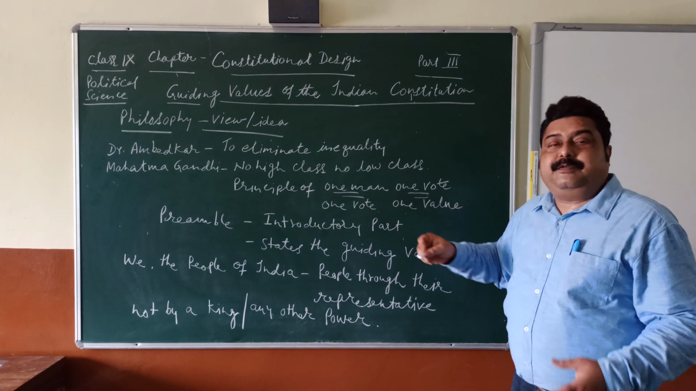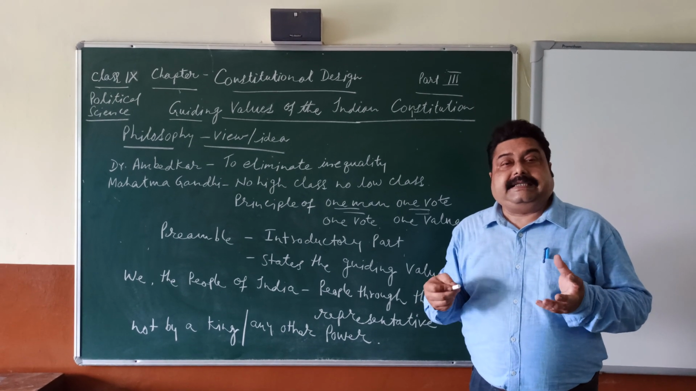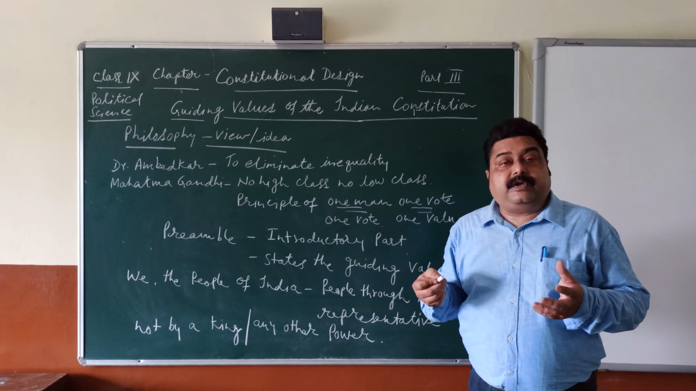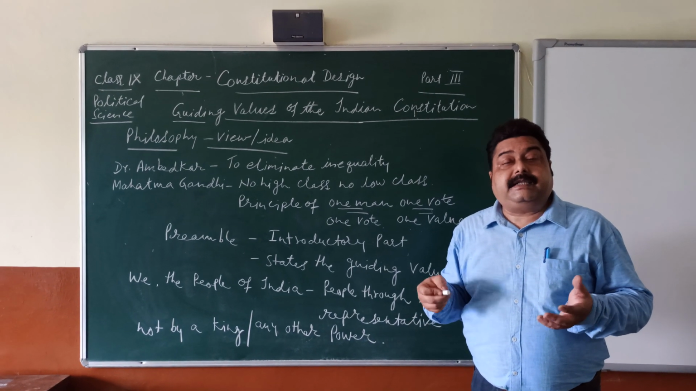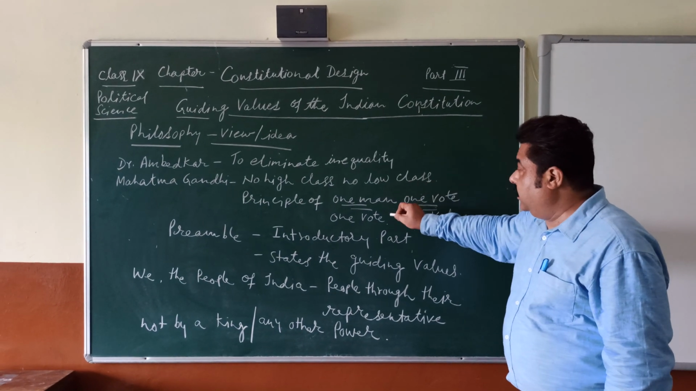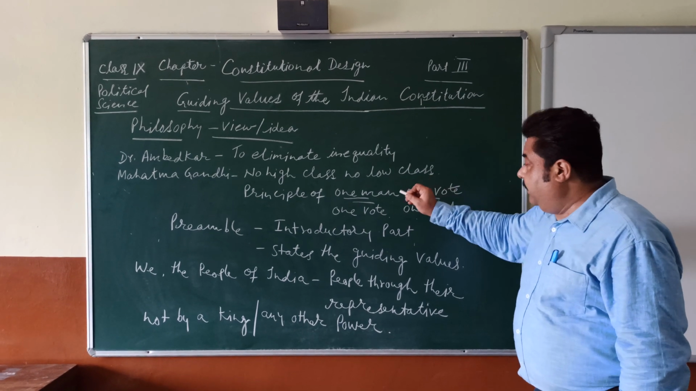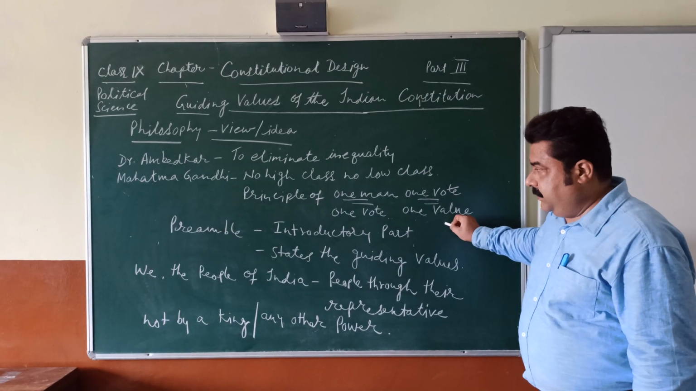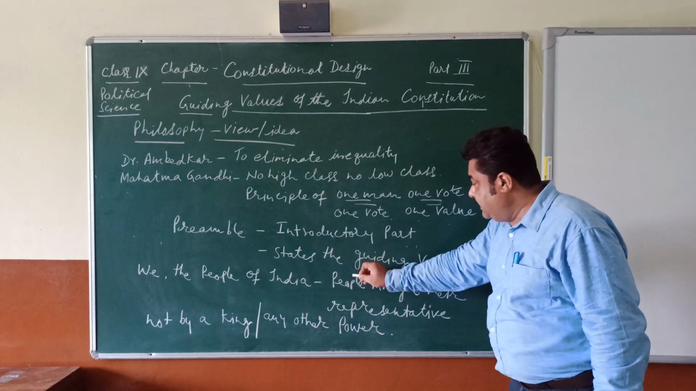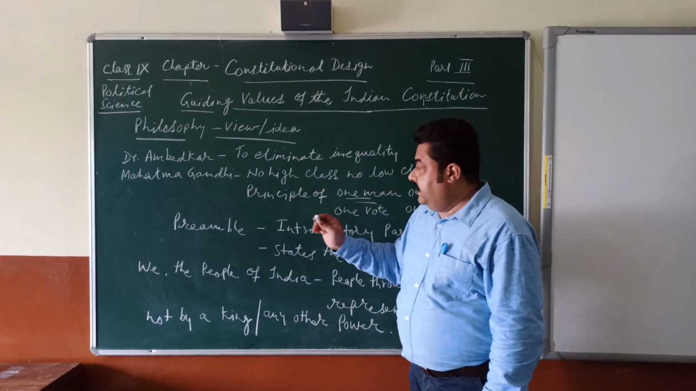It means that when we study the constitutions of other countries, we find that some class, some elite section, their vote has more value than the other people. But this concept was not followed here. Here we follow that every person should be given the right to vote, and every vote should have equal value. So we come back to the preamble, which is an introductory part and which tells the guiding values of the Constitution. Now we begin.